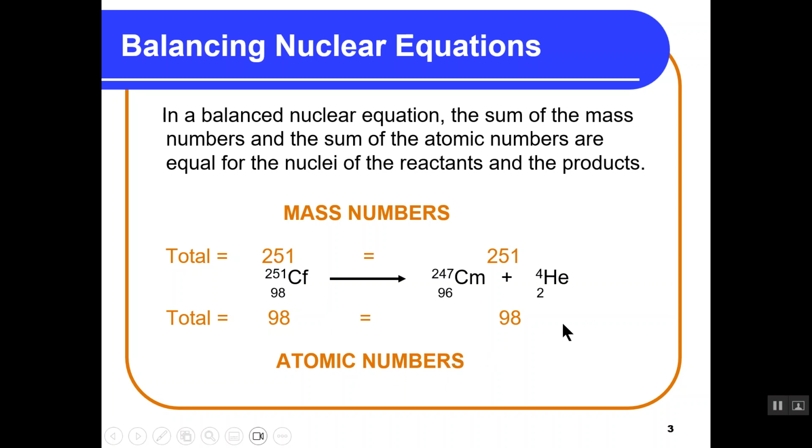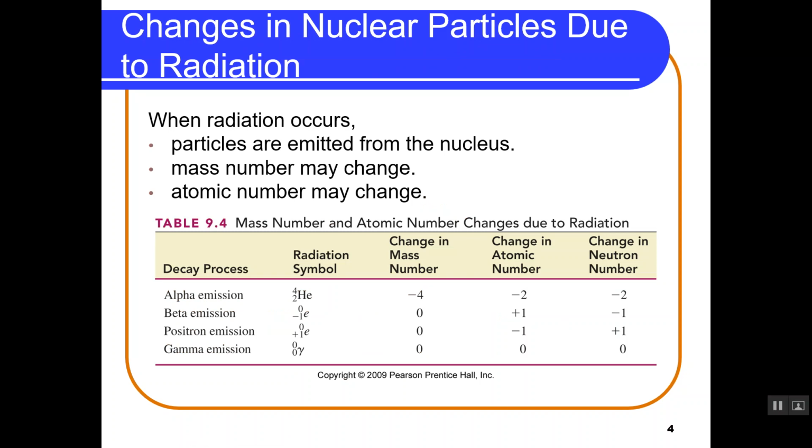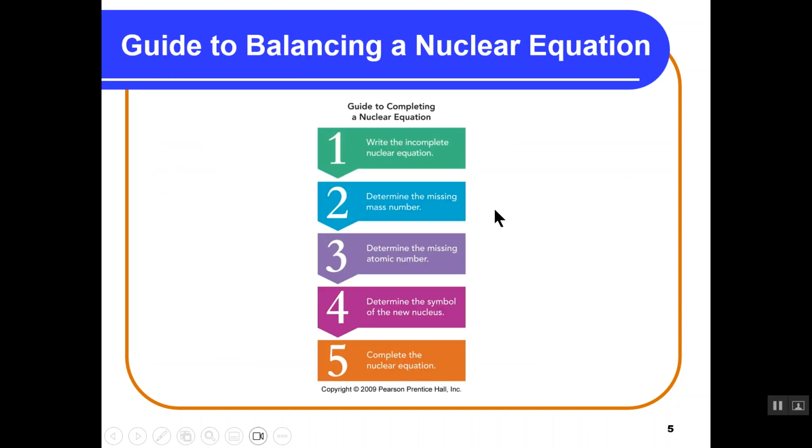And we can look at an example, which I think is coming up shortly. Well, no, not yet, but we're going to see how we can apply what we have just learned to balancing a nuclear reaction. Now, as stated here, when radiation occurs, in some cases, particles are emitted from the nucleus, and you may end up with a change in the mass number as well as the atomic number, depending on what particles are being lost. And we saw that in the previous example where both the mass number and the atomic number do change, all right?